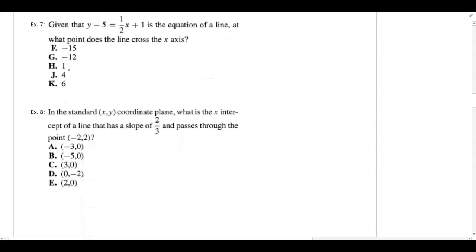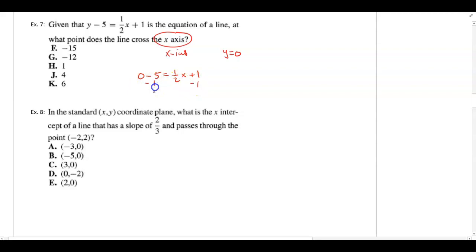So given y minus 5 equals 1 half x plus 1 is the equation of a line, at what point does it cross the x-axis? This is basically looking for the x-intercept. To find the x-intercept, we let y equal 0. So basically, if I take this equation, I replace y with 0. 0 minus 5 equals 1 half x plus 1. Now I can go ahead and solve for x.